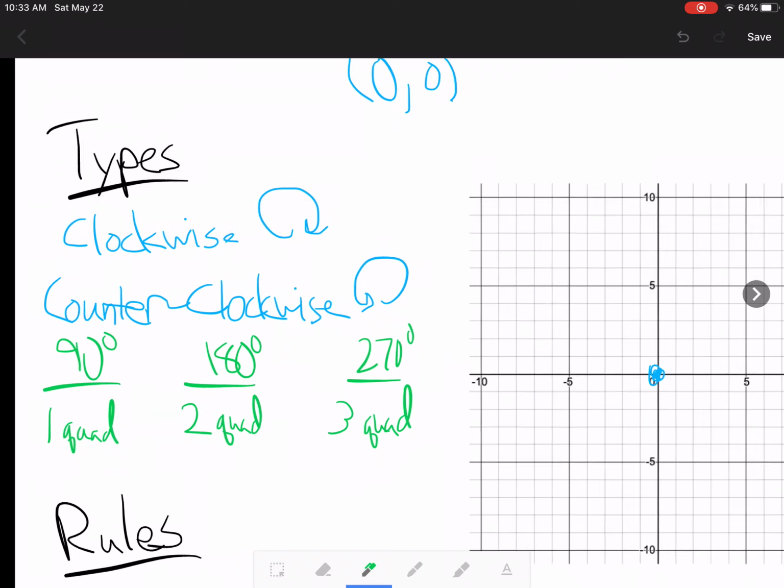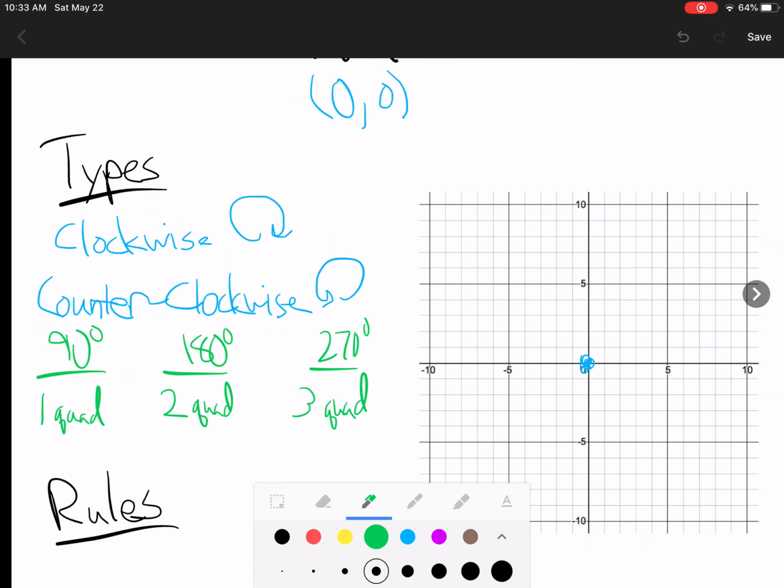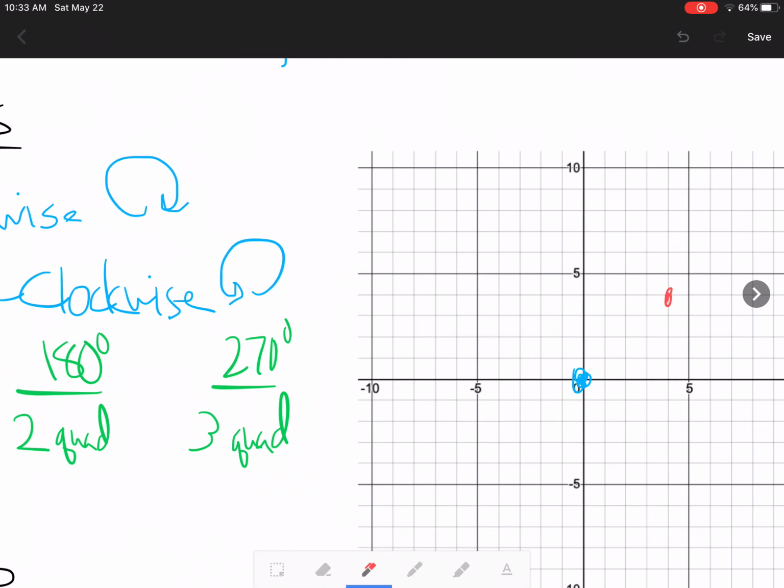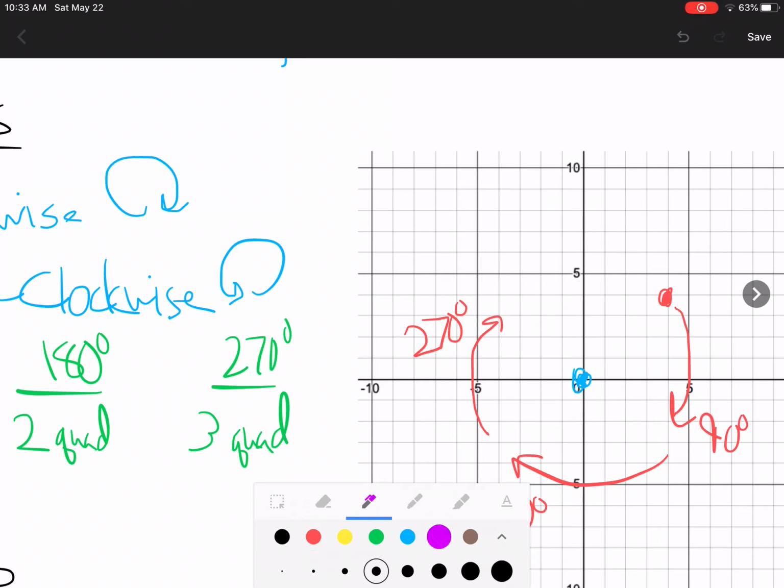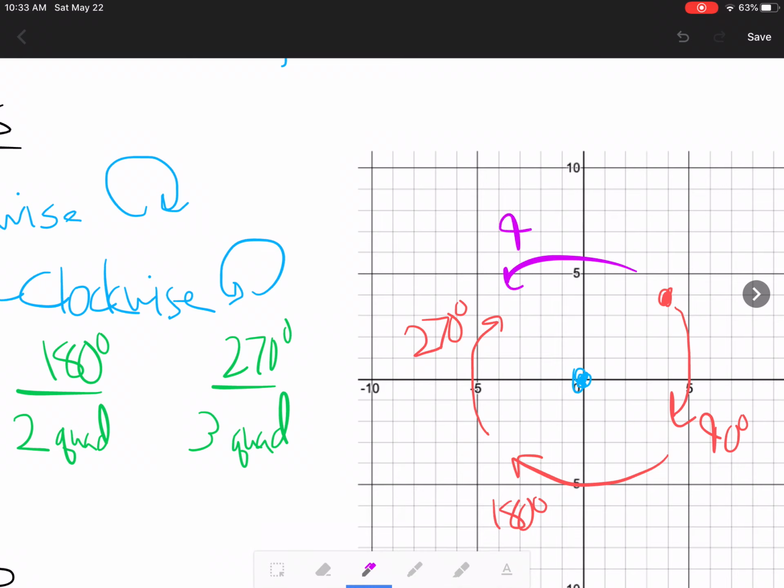And so let's go take a quick look at this. So let's say we had a point, let's do it in red, right here, and we're going to rotate it 90 degrees. Well, if we're going 90 degrees, it would go one quadrant this way, so that's 90 degrees. If we're going 180, we've gone 2 quadrants, so our final point will be in this quadrant somewhere. And if we're going 270 degrees, we're going 3 quadrants. So this is all clockwise, if we're going counterclockwise, same thing, exact opposite. So here's 90 degrees, here's 180 degrees, and here's 270.